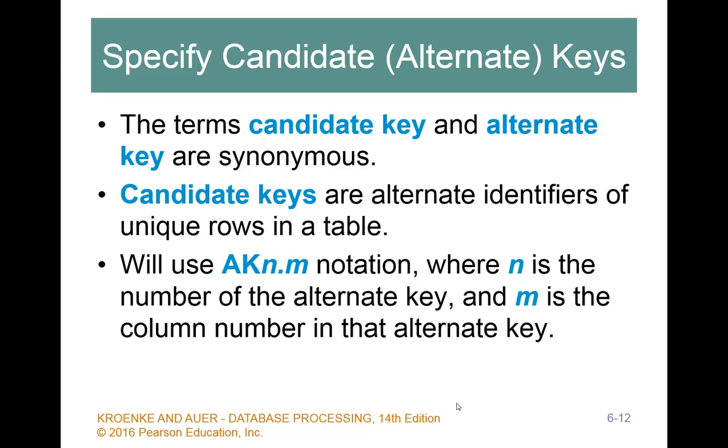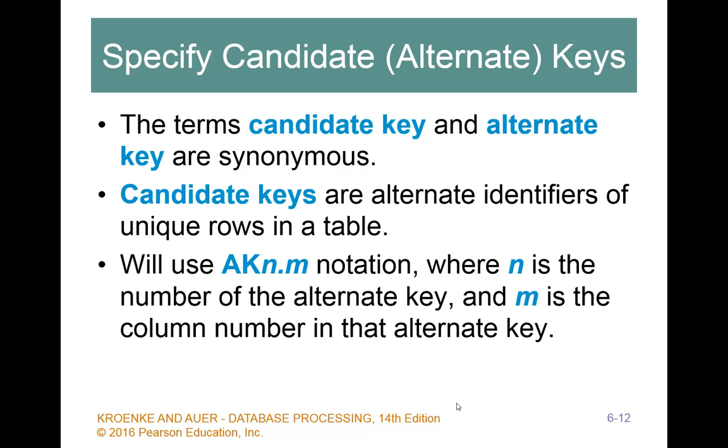The next thing is to specify what our candidate keys are, which is the same thing as an alternate key. If we go back and remember what a candidate key is, a candidate key is a column within the table that can determine or identify every other column in that particular table. Okay, so how we indicate candidate keys or alternate keys in a table is with the notation that you see here in the slide, which is the AKN.M notation, where N is the number of the alternate key and M is the column number in that alternate key.